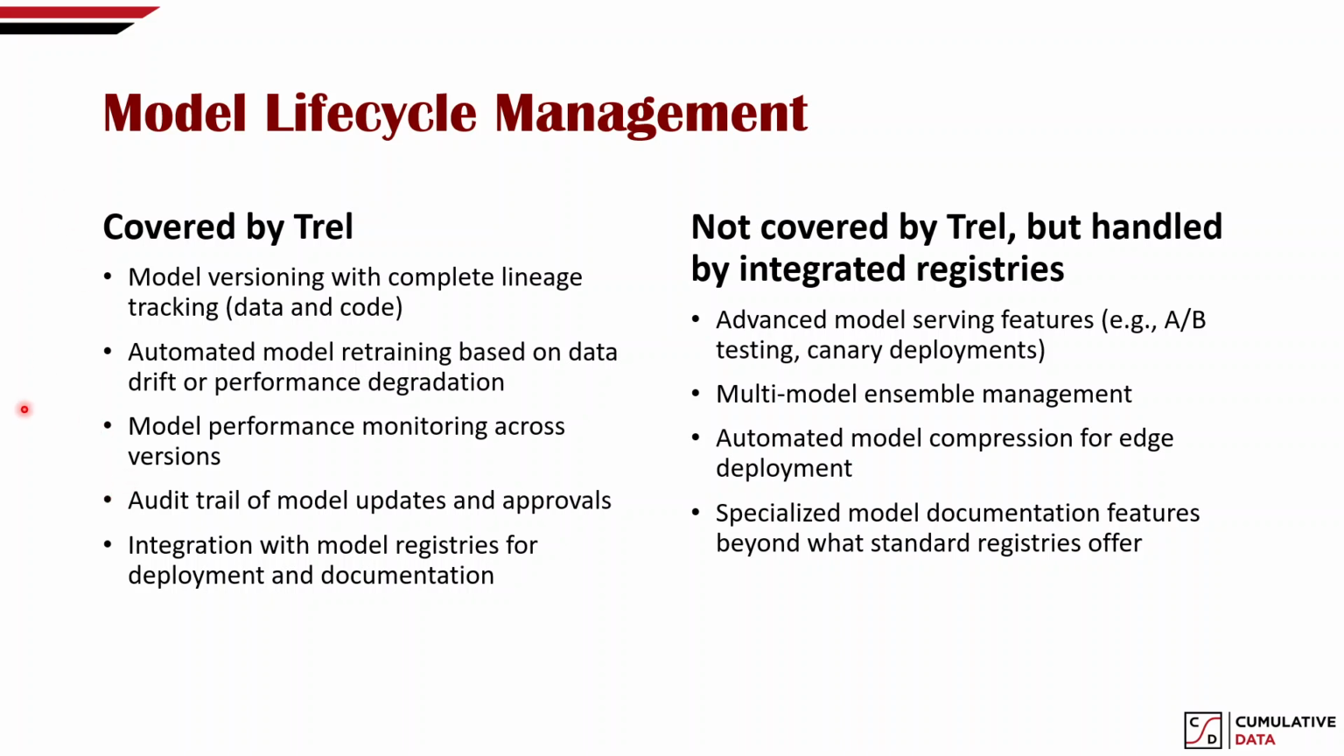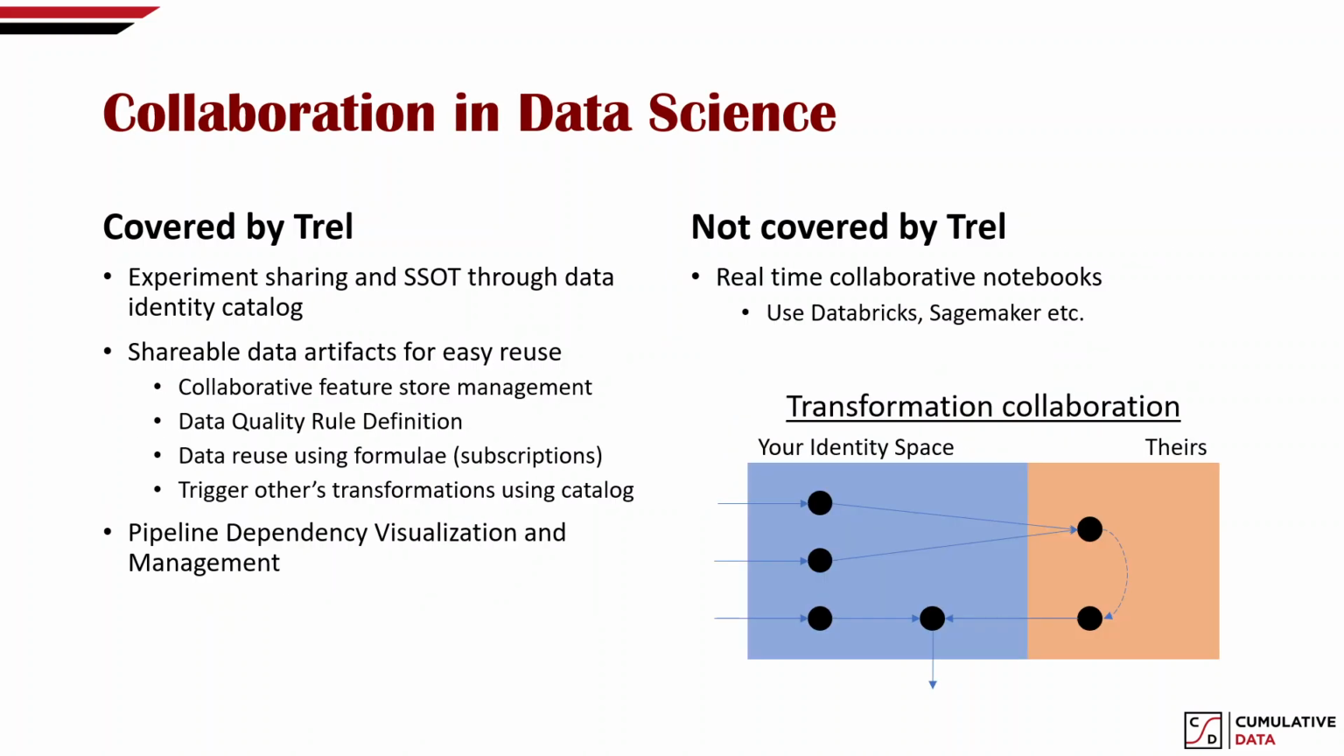Next, let's briefly take a look at some of the collaborative capabilities of Trel. Some of the functionality that is covered by Trel is, as you can see, experiment sharing. Since all the experimentation is being done in a dedicated label, simply communicating the label to your colleague would be more than enough for him or her to take a look at the Trel interface, filter for that label in the data sets, and see exactly what work has been done.